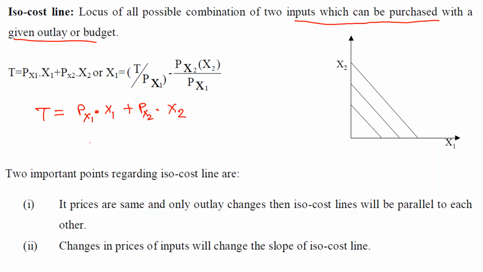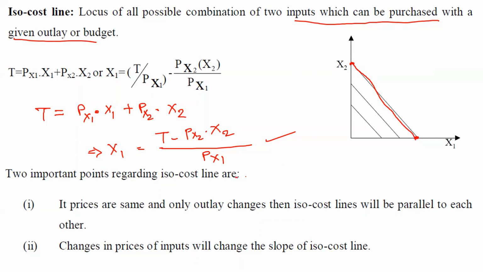So if we rearrange this, we'll get X1 is equal to T minus price of X2 into the quantity of X2, whole divided by price of X1. So this is the equation showing the isocost line, and this is the graph showing the isocost line. Here this line shows the combinations of X1 and X2 inputs that can be purchased at the given level of outlay.